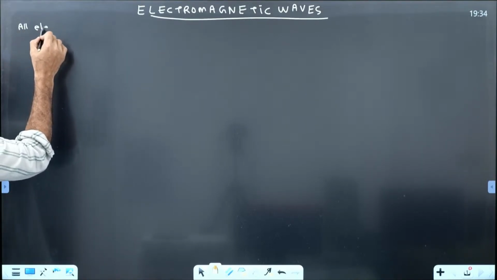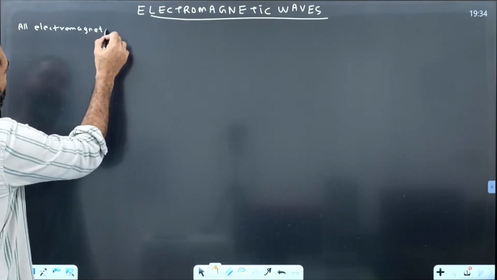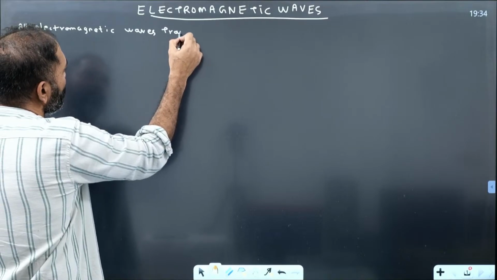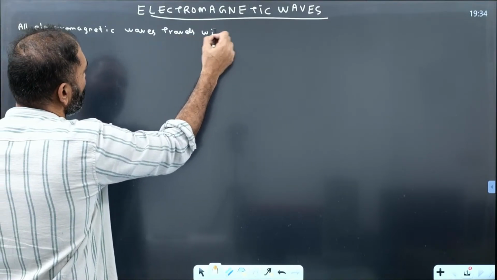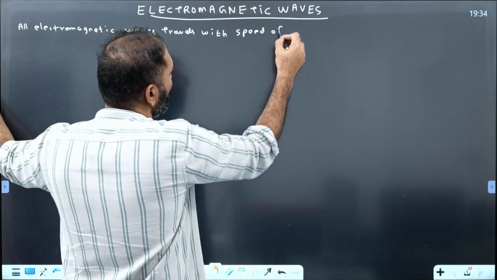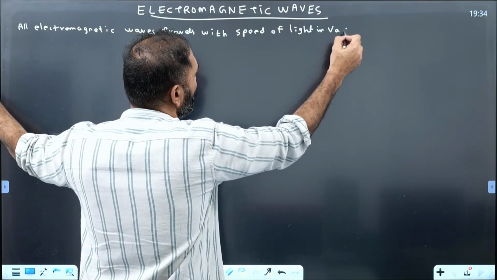All electromagnetic waves travel with the speed of light in vacuum.